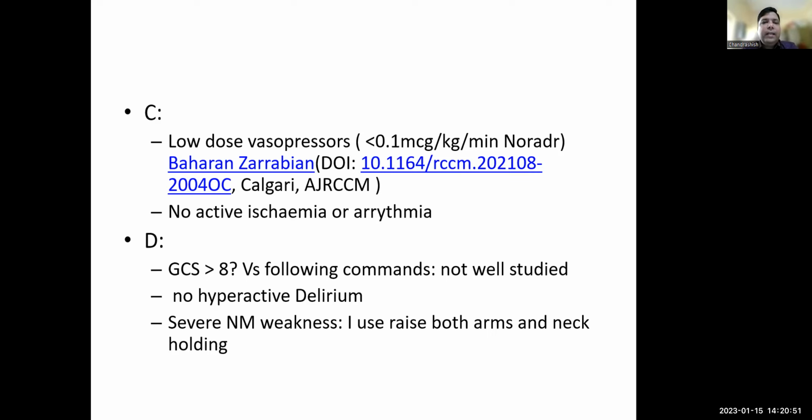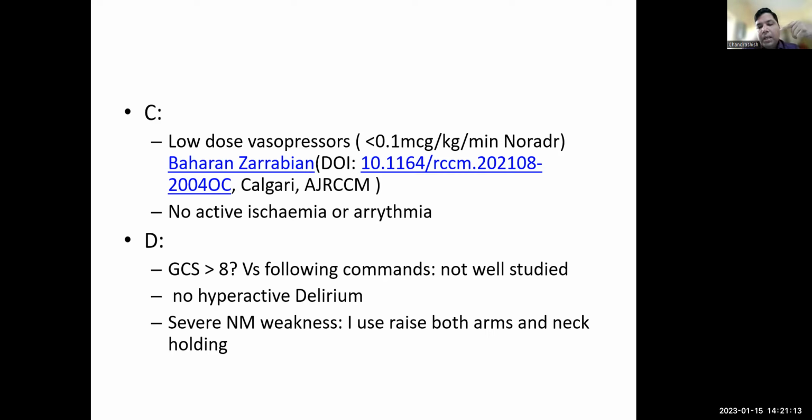Now, lastly, D, or the sensorium. Again, we all know that one of the accepted indications of invasive ventilation or putting in an endotracheal tube is when your Glasgow coma score is low, less than 9, some people say less than 8.